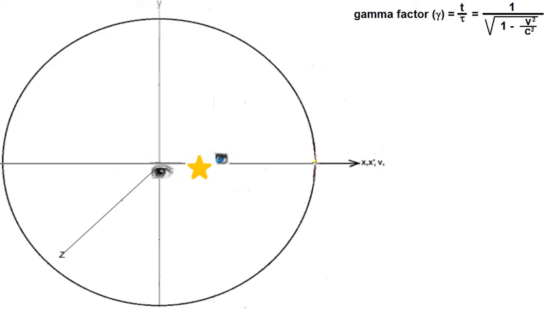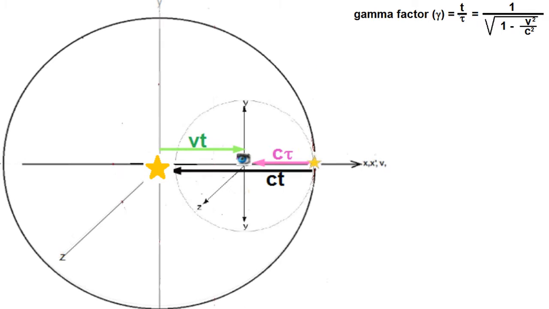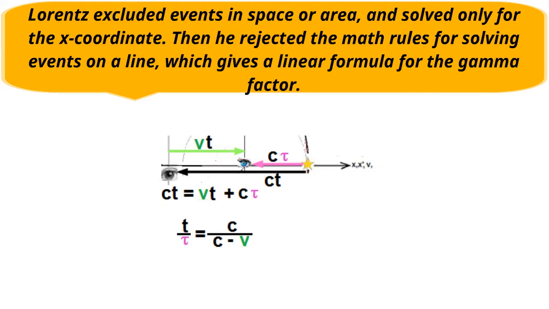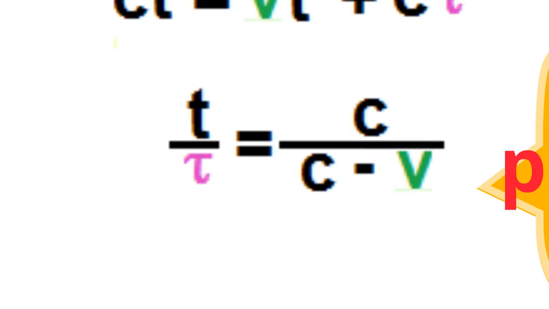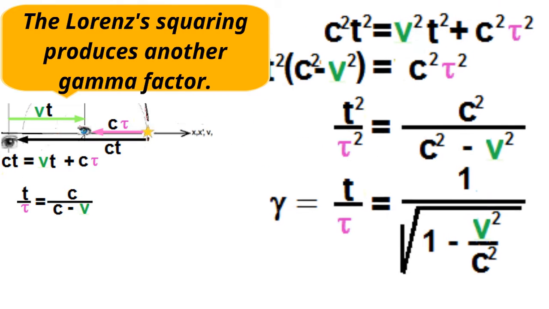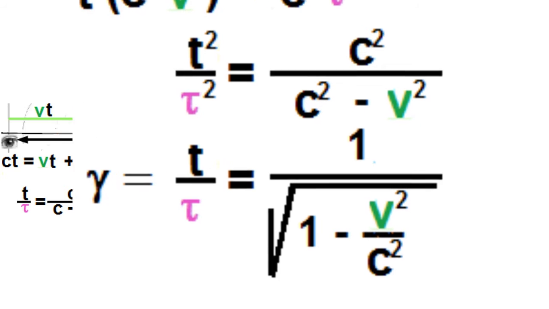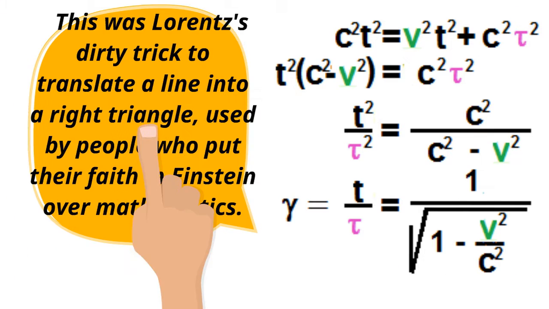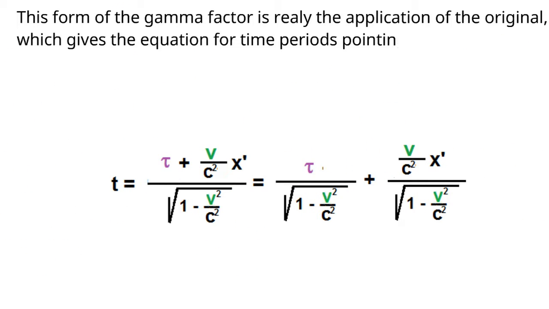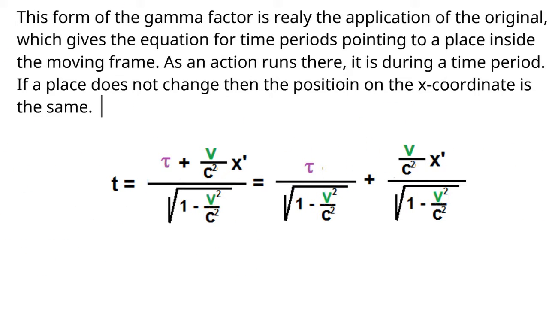Lorentz excluded events in space or area, and solved only for the x-coordinate. Then he rejected the math rules for solving events on a line, which gives a linear formula for their gamma factor. Lorentz's squaring produces another gamma factor. This was Lorentz's dirty trick to translate a line into a right triangle, used by people who put their faith in Einstein over mathematics. This form of the gamma factor is really the application of the original, which gives the equation for time periods pointing to a place inside the moving frame.